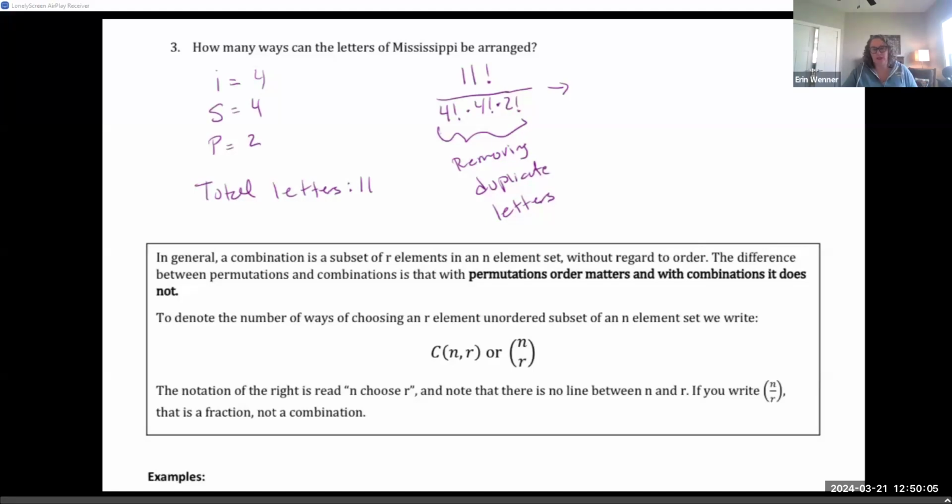All right, so if we plug this all in, we come up with a final answer of 34,650 ways that we can rearrange the letters of Mississippi and have them all be unique. So the idea of uniqueness and order mattering: when we move from permutations, where order matters, right? A, B is different than B, A. And then into the concept of combinations, where order doesn't matter.